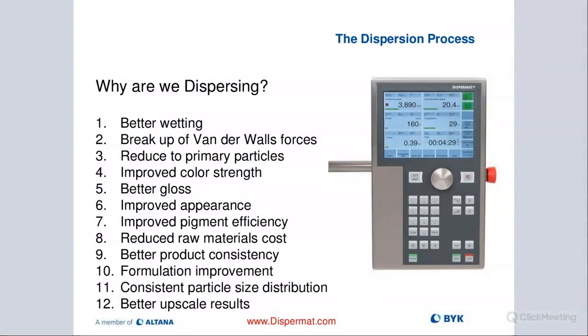We can save money by improving our pigment efficiency. We need less pigment because we increase the surface area if we do a proper dispersion. And that will help us also reduce the raw material costs, which will then also give us better product consistency, help us with the formulation improvement, and also result in a better particle size distribution, which in turn, if everything is right, should also give us really good upscale results when we go from lab to pilot all the way up to production.